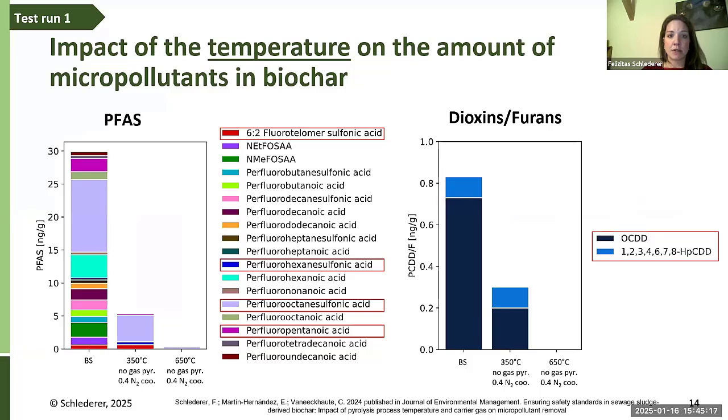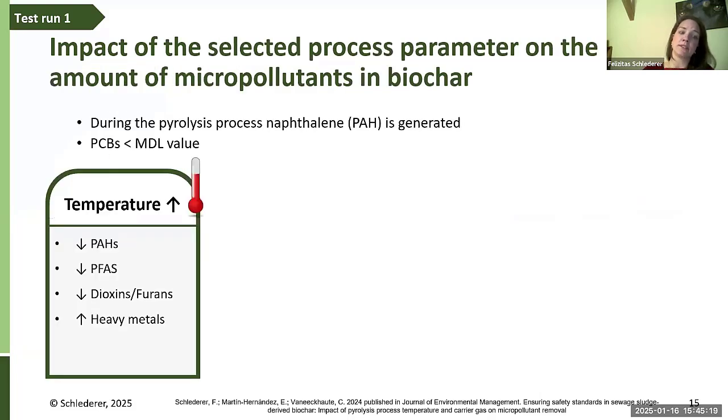And so the message here: by increasing the temperature, we are reducing the polyaromatic concentration, PFAS, dioxin, and furan concentration. However, we are increasing the heavy metal concentration.